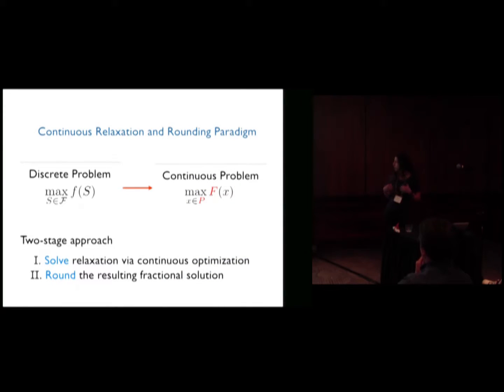One of the most powerful approaches that we have for understanding submodular maximization problems is a paradigm which we call continuous relaxation and rounding. This approach is very general, and what it tries to do is to take a discrete problem like our submodular maximization and turn it into a continuous optimization problem. We relax our constraints and maybe change our function, solve this continuous optimization problem, get a fractional solution, which we then hope to round back to get an integral solution.